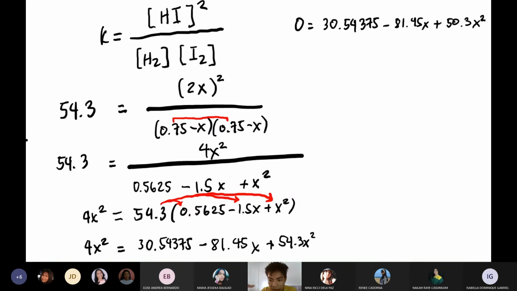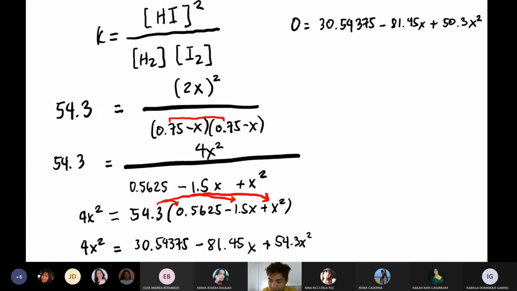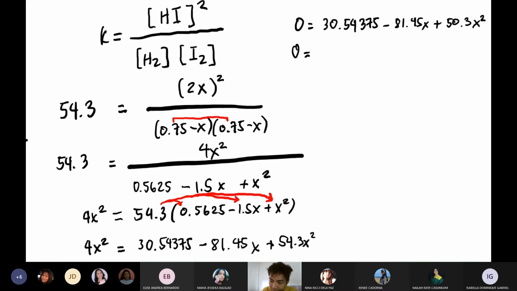Format natin yan, ax squared plus bx plus c equals 0. So let's format this equation into that. Una yung x squared, obviously. Sunod yung x, no? So that will be negative 81.45x. Last yung coefficient, yung number lang. 54375. Okay, so now we solve for the value of x.